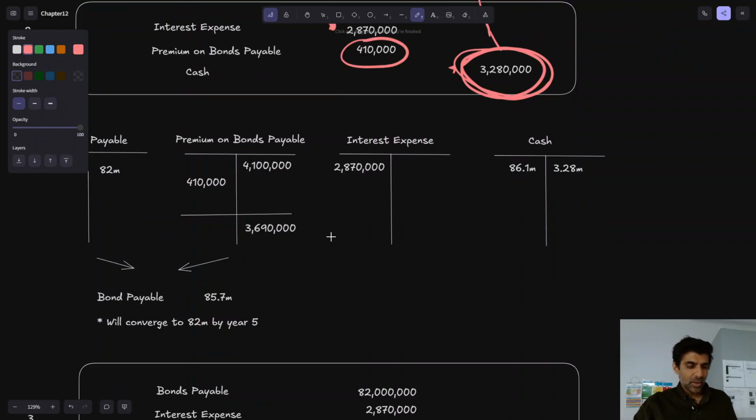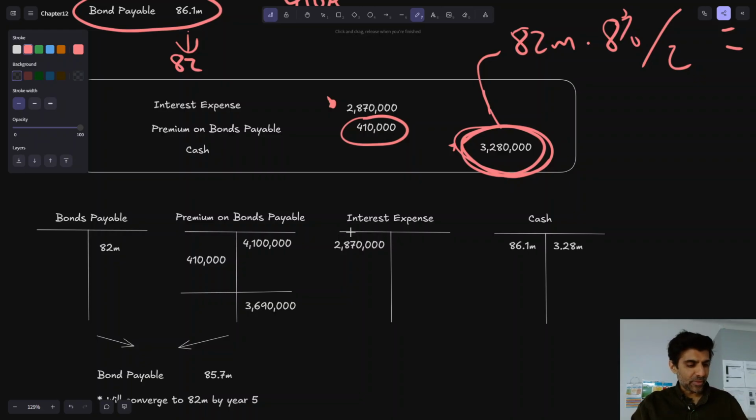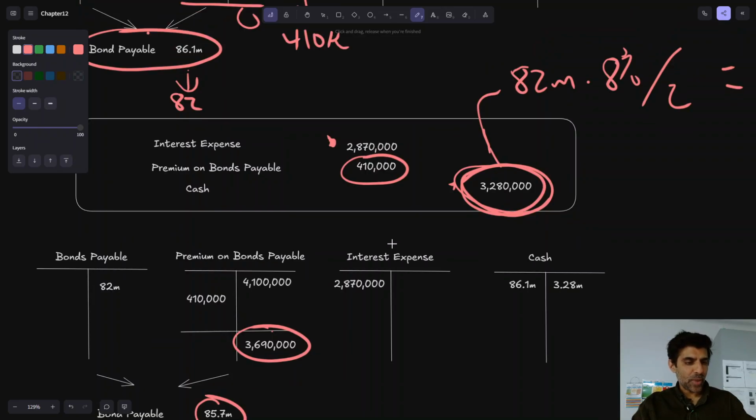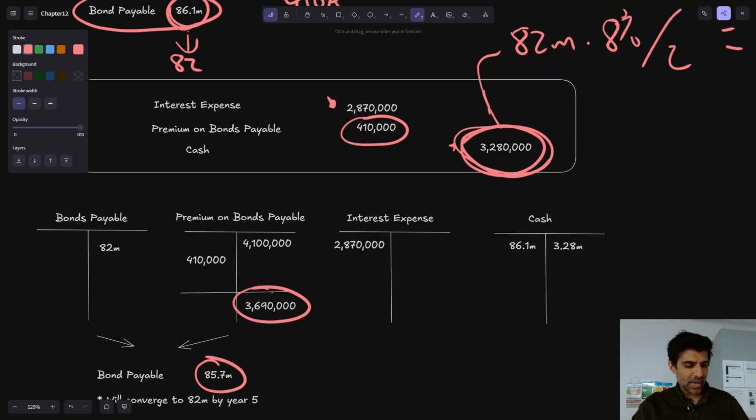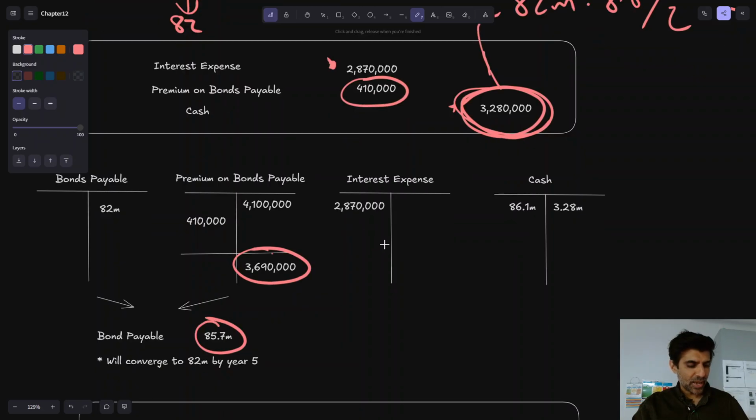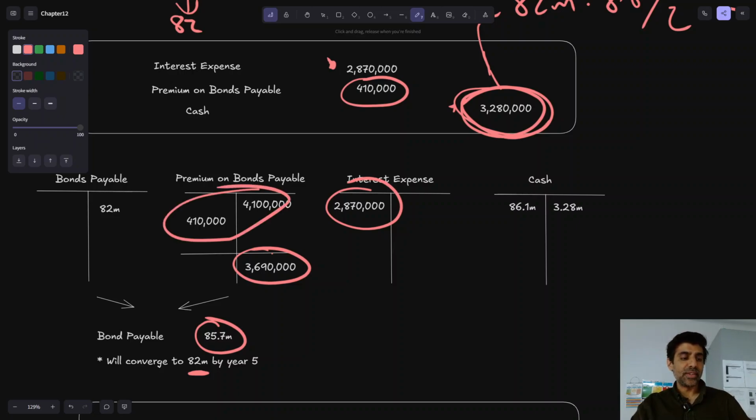Okay, so again, if you look at the balances, this goes a little lower. Your bond payable goes down a little bit from 86.1 to 85.7, and this will eventually again converge to 82 million. Interest expense, cash, it's the same, except remember for this, for the discount, it started off as a debit balance and you're crediting it. This is starting off as a credit balance and you're debiting it to amortize it.